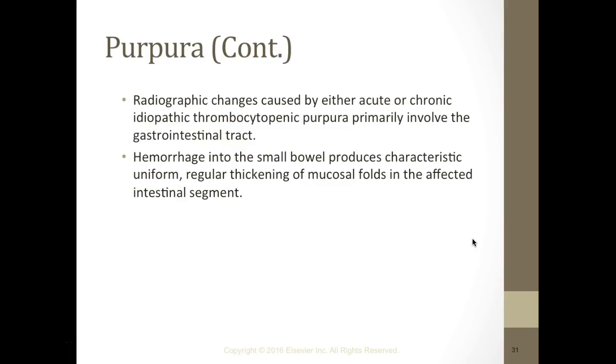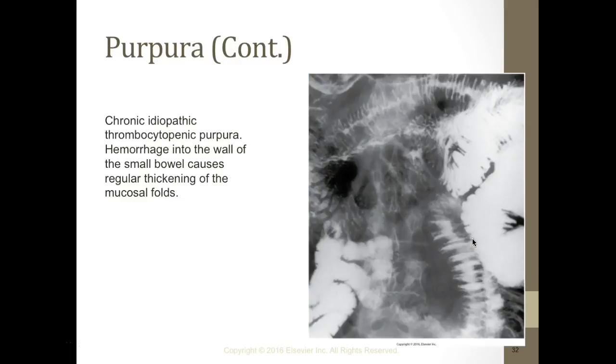All right, so radiographic changes are caused by either acute or chronic idiopathic thrombocytopenic purpura, which primarily involves the GI tract. Hemorrhage into the small bowel produces characteristic uniform or regular thickening of the mucosal folds and affects the intestinal segment. We can see here how abnormal. This here looks normal. This part right here, see how inflamed and feathery. This is a really, really sick patient here.